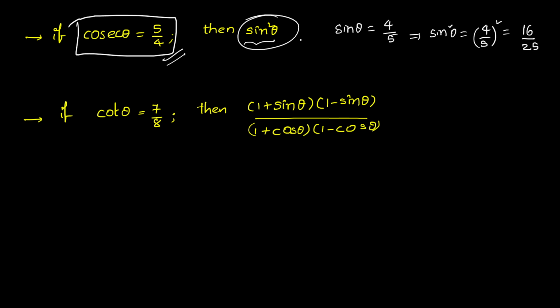And similarly we have one more question. If cot theta is equal to 7 by 8, then what is the value of 1 plus sin into 1 minus sin by 1 plus cos into 1 minus cos?